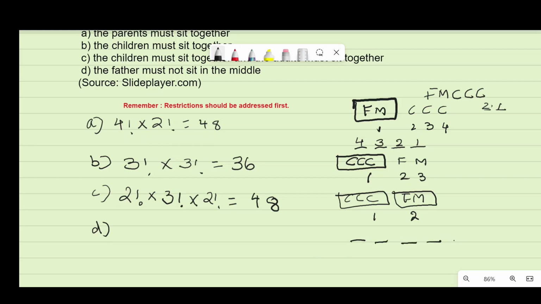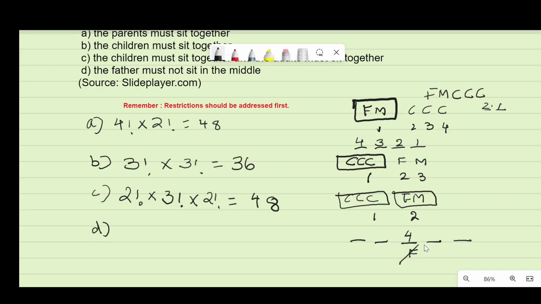So there are only 5 people. The father should not be here. So I told you restriction should be addressed first. So let's see that first. So if father should not sit here, how many choices do we have for this position? It can be any of the 3 children or the mother. So how many people can be positioned here? 4.